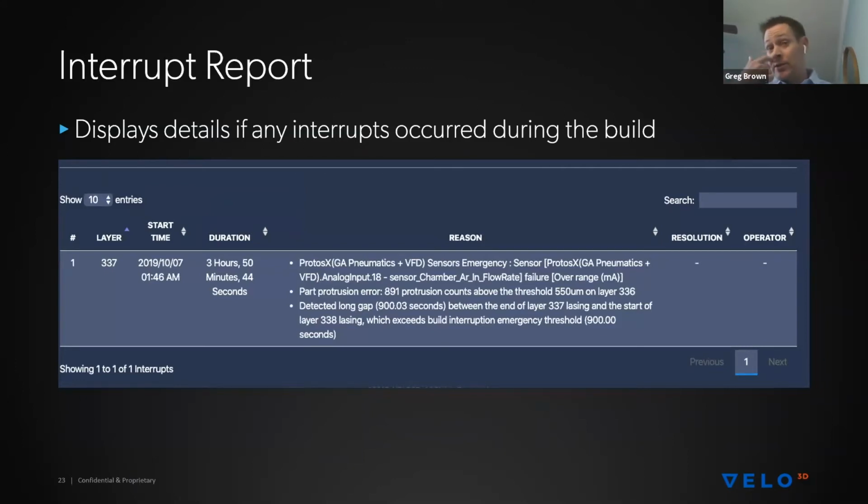And so, in this particular case right here, you've got layer 337, there was a nearly 4-hour interrupt. And the root cause, if you dig into the reasons there, it turns out to be a part protrusion. So in some region, the height mapper saw that the part had protruded too far away from the powder bed and was at risk for a recoater collision. And so the build automatically stopped itself. This is very helpful information looking back after the fact, when you've got your part, to check to see if there are any places in the build area or on the part that you need to pay special attention to, because there could have been an interrupt for some reason.